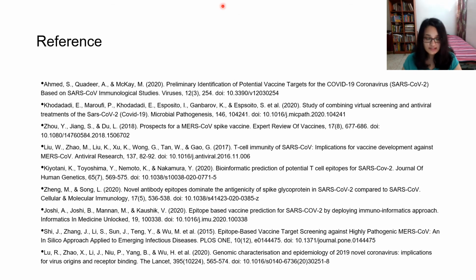These are the references that we consulted. Our major source of inspiration was the preliminary identification of potential vaccine targets for the COVID-19 coronavirus SARS-CoV-2 based on SARS-CoV immunological studies conducted by Ahmed, Quadeer and McKay.